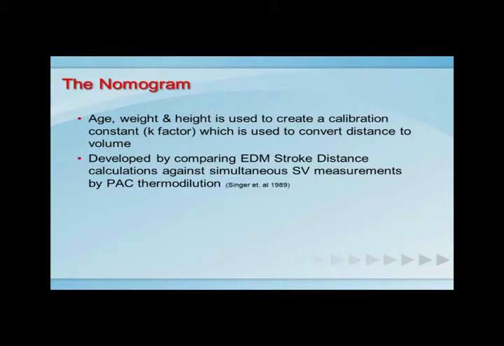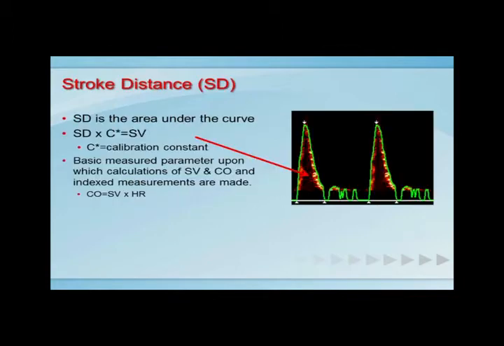This is developed by comparing esophageal Doppler monitor stroke distance calculations against simultaneous stroke volume measurements by pulmonary artery catheter thermodilution. Stroke distance is the area under the curve. Stroke distance times the calibration constant equals a stroke volume, and this is the basic measured parameter upon which calculations of stroke volume and cardiac output and index measurements are made, remembering that cardiac output equals stroke volume times heart rate.